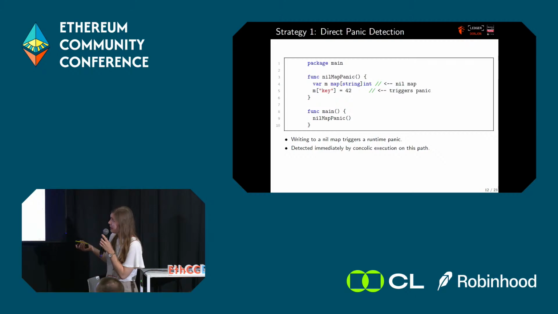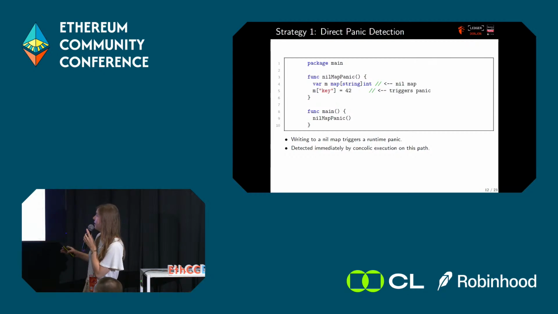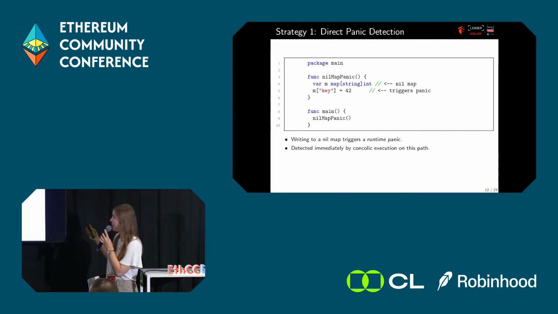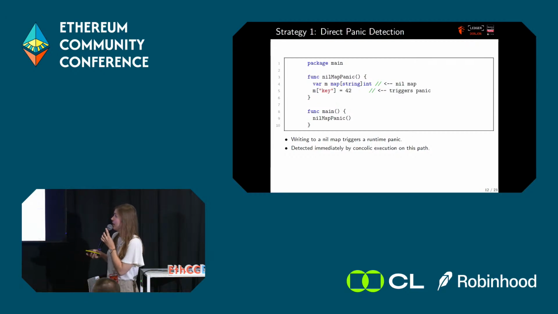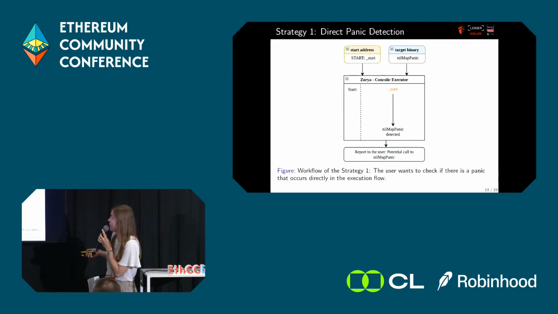So here is just the first strategy. It's very, very simple. It's a small piece of Go code where you see that there is a nil map, and you try to get a value from the nil map, but that triggers a panic because it's a nil map. This is very simple code, and you expect that a symbolic execution tool would find this. However, that's just the workflow.